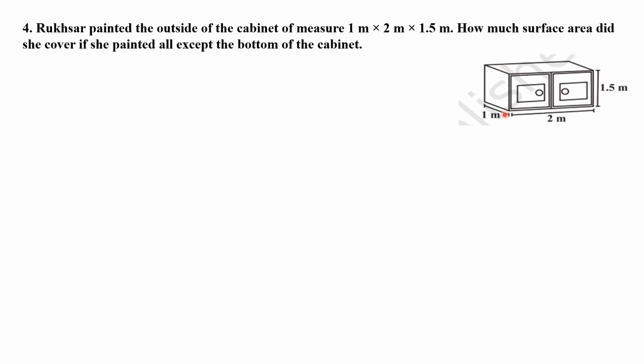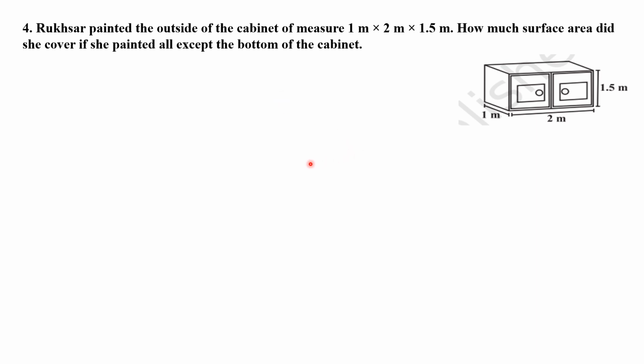So this is the cabinet, whose figure is already given in the question. Length is 2 meter, width is 1 meter and height is 1.5 meter. And you are going to paint it all around except the bottom of the cabinet. There is more than one way to solve it. One way: find the total surface area of the cabinet and remove the area of the bottom from that. Or you find the lateral surface area of the cabinet and add the area of the bottom and the area of the top to that. Like that also you can get the area which is to be painted.